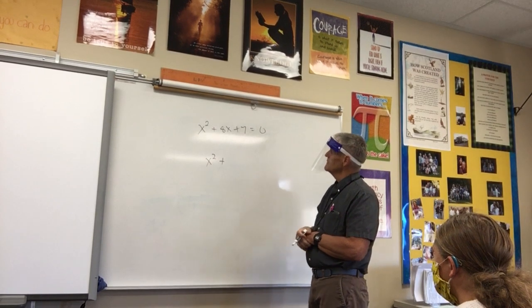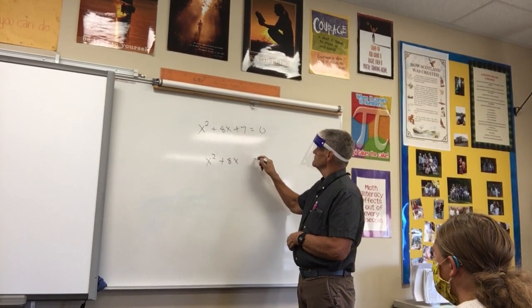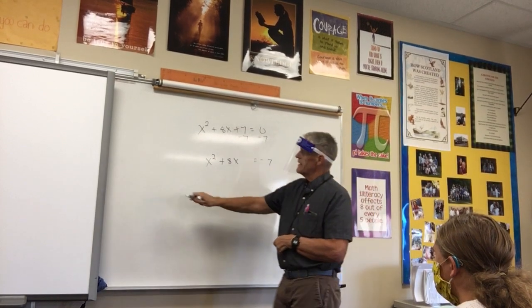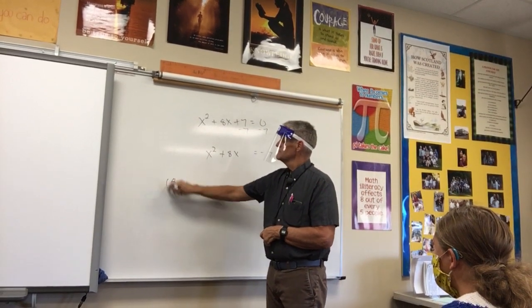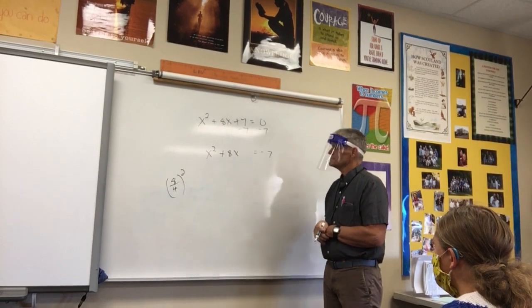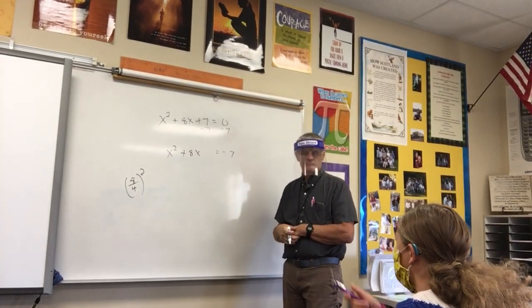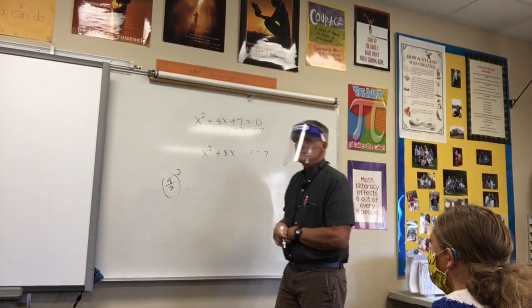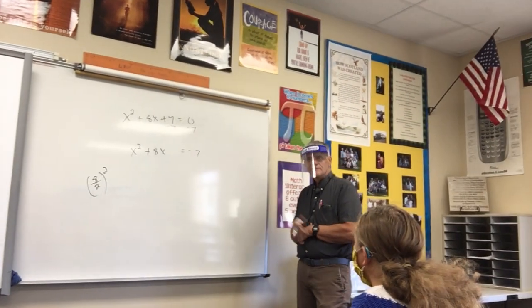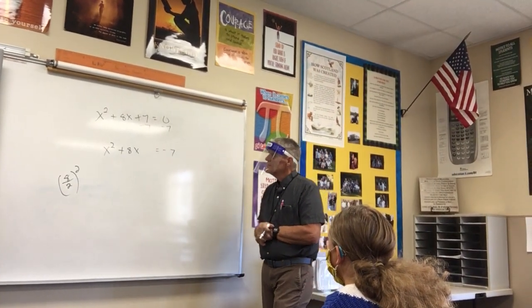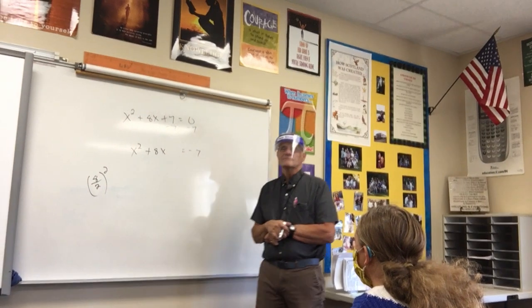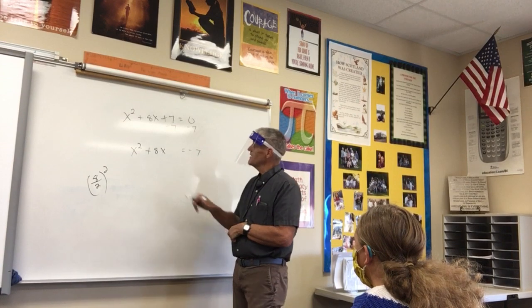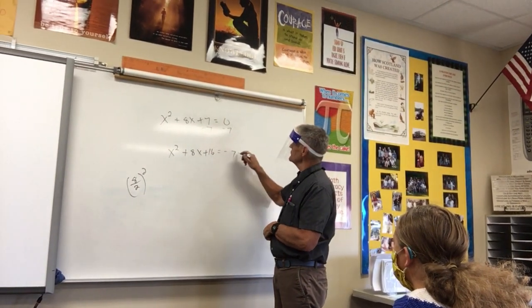Okay, so 8 divided by 2 squared. So 8 divided by 2 is 4. 4 squared, oh, 16. Yeah, that's better. I have to add it to both sides.